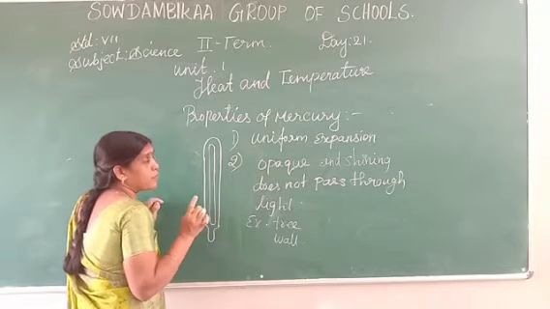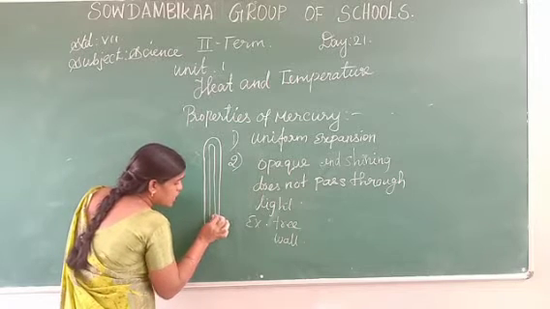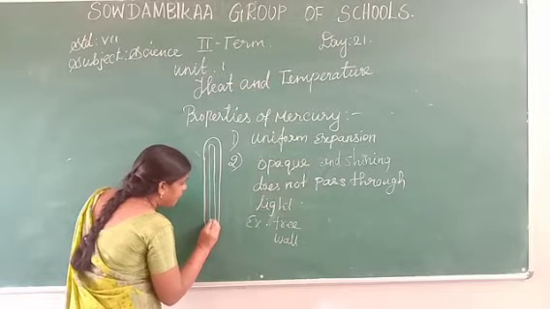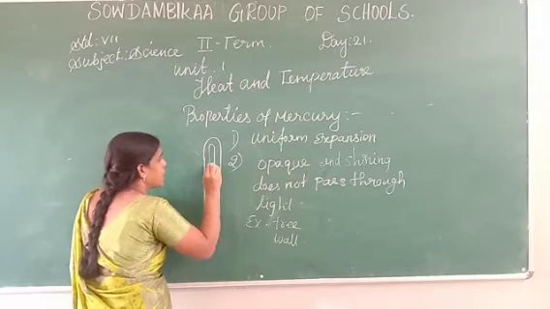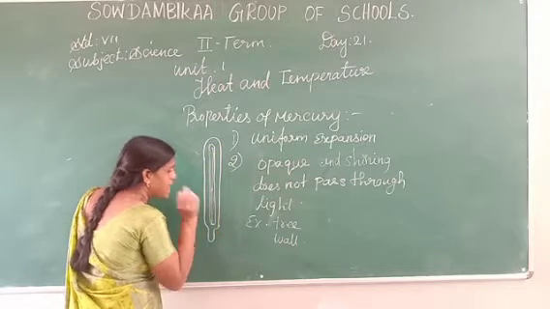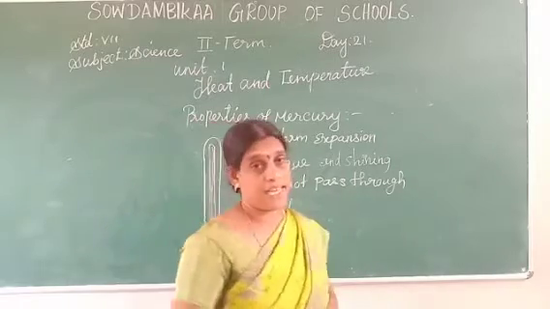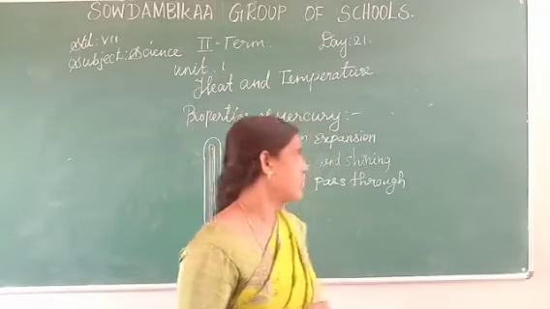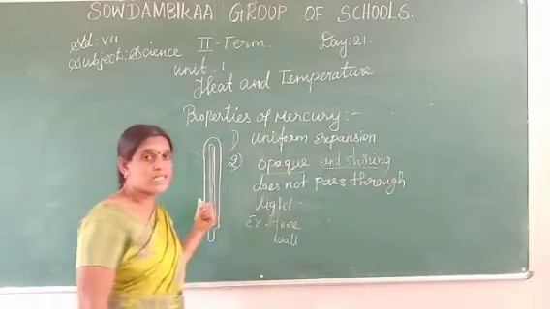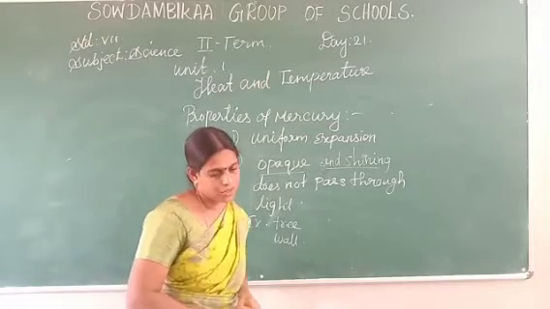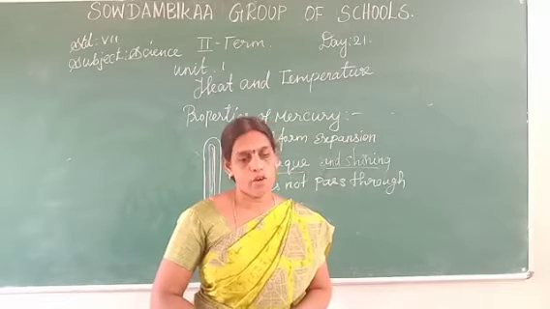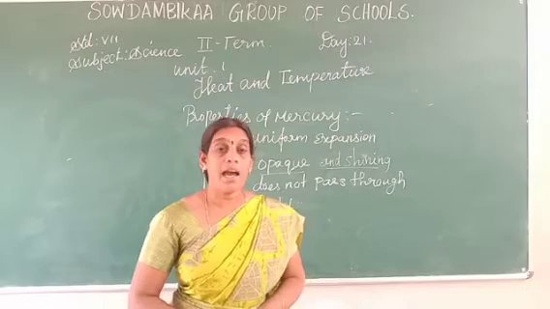Now, what are the properties of mercury? It does not stick to the sides of the tube; the expansion goes on only in the center. This is one of the properties. I am saying three properties: uniform expansion, opaque and shiny appearance, and it does not stick to the sides of the tube. It is a good conductor of heat. Mercury is a good conductor of heat. It has a high boiling point.